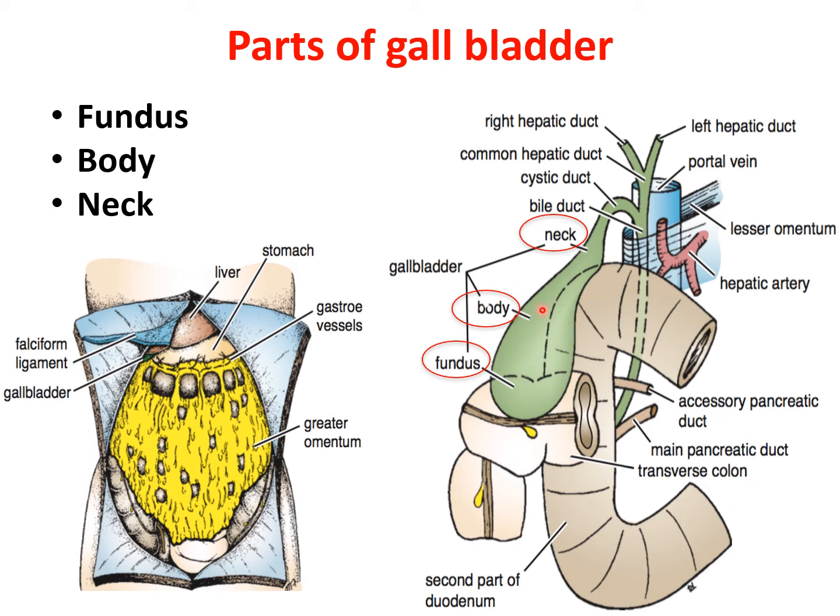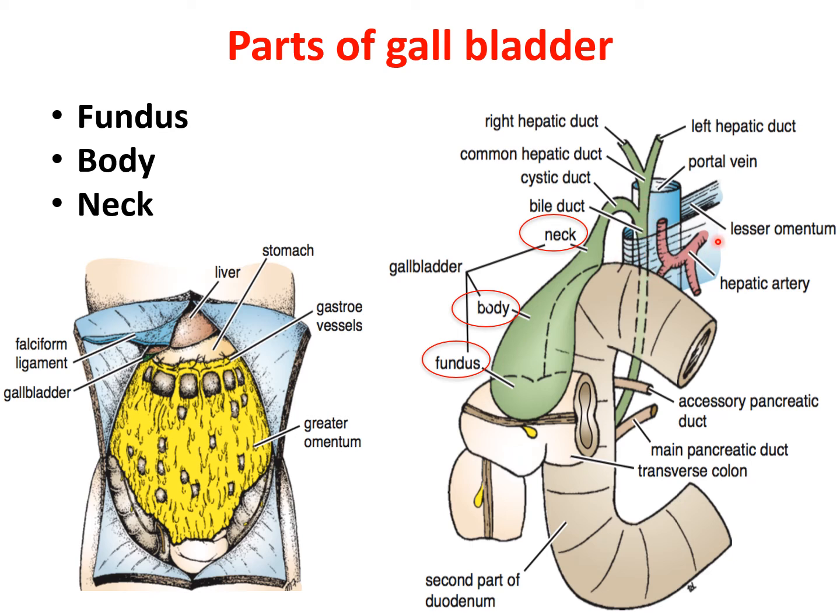The next part is the body, which lies in contact with the visceral surface of the liver and is directed upward, backward and to the left. The third part is the neck, which further is continuous with the cystic duct. This cystic duct finally turns into the lesser omentum where it joins the common hepatic duct.